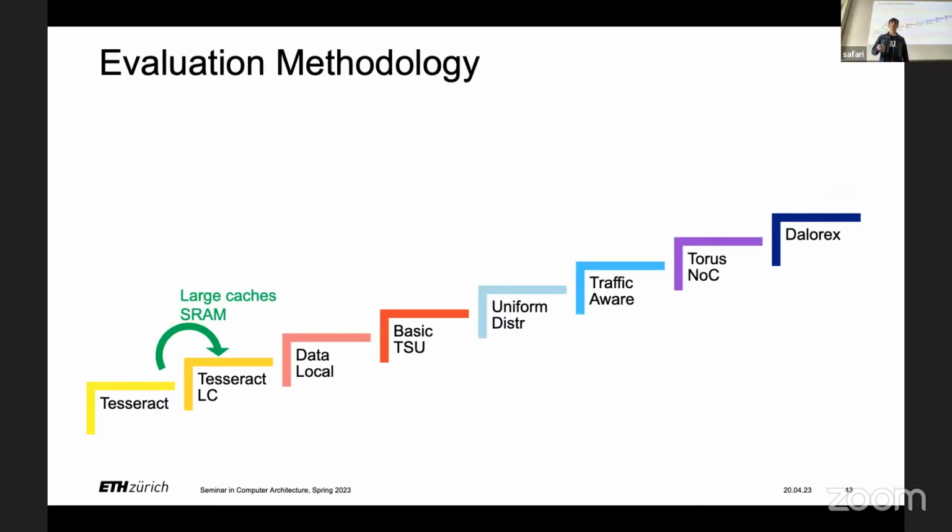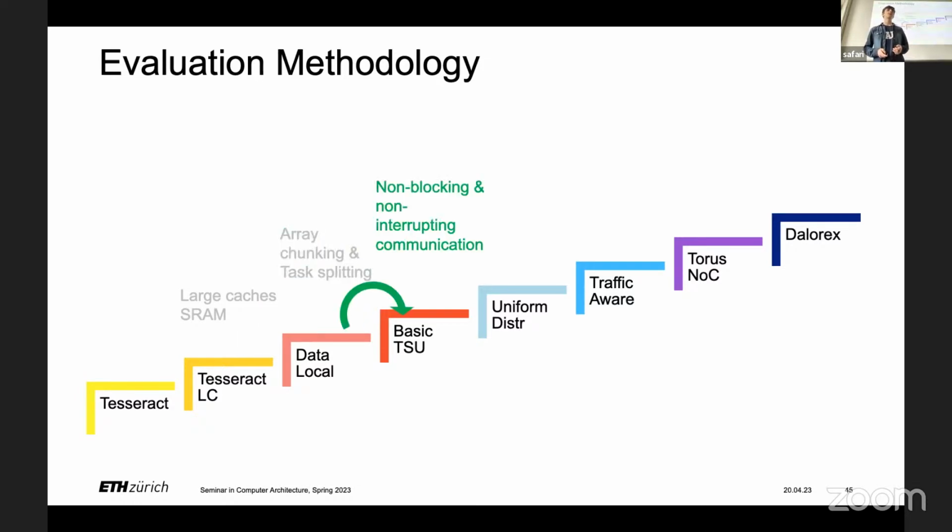For the very first one, they decided to add some very large caches to simulate the use of SRAM. Then they decided to test the optimization given by the array chunking and task splitting model that I presented before. Then they decided to add a very basic task scheduling unit to test the fact that Dalorex is not going to be blocking and is not going to have any interrupting communication.